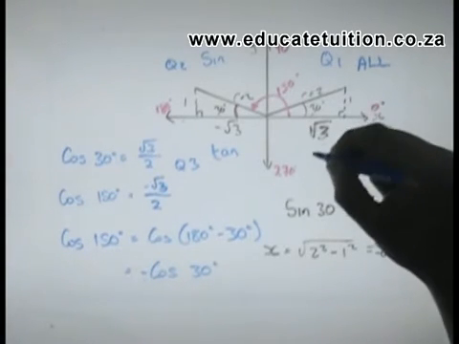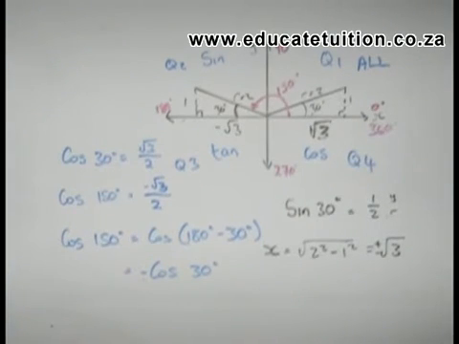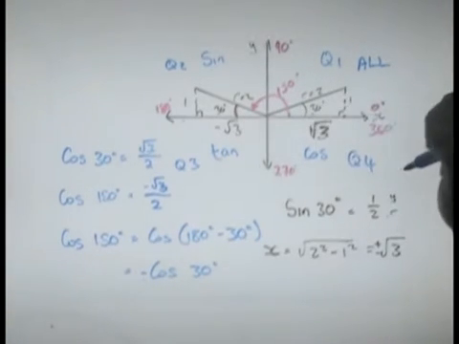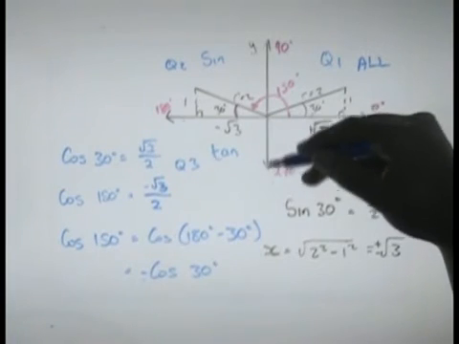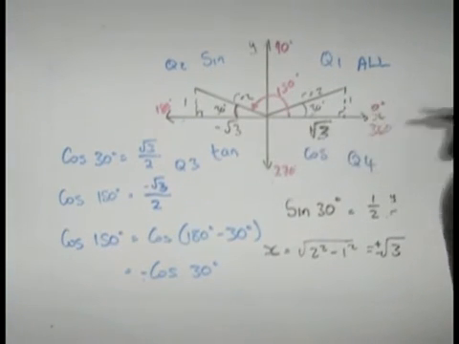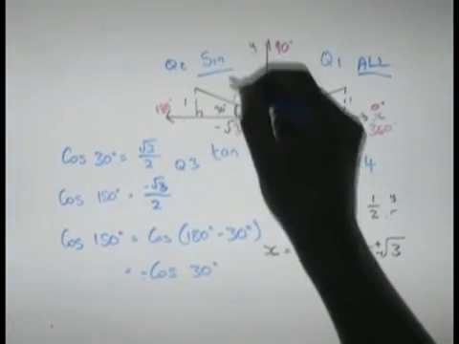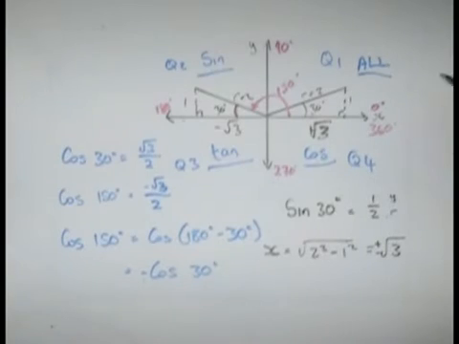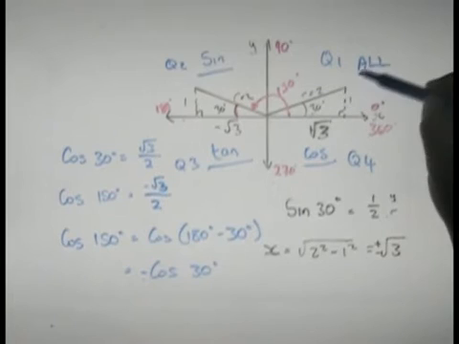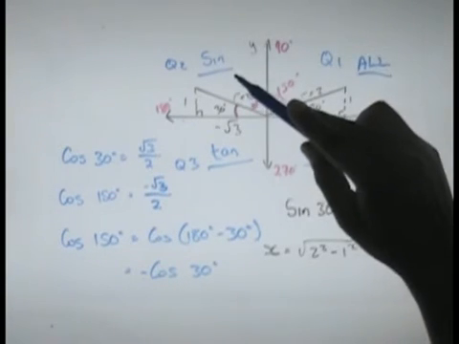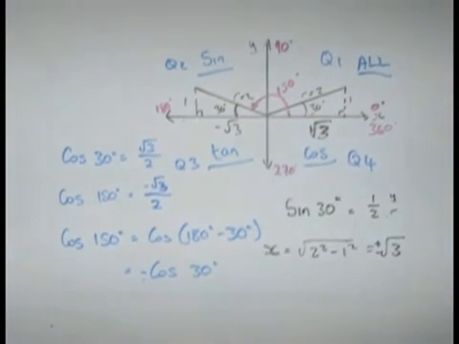In quadrant 4, cos is the one that's positive because its x value is positive, and y values are negative, which would make sine and tan both negative. C-A-S-T, cast. Remember that? Cos is positive in quadrant 4, all of them are positive in quadrant 1, sine is positive in quadrant 2, and tan is positive in quadrant 3. And that gives us the basis of reduction.